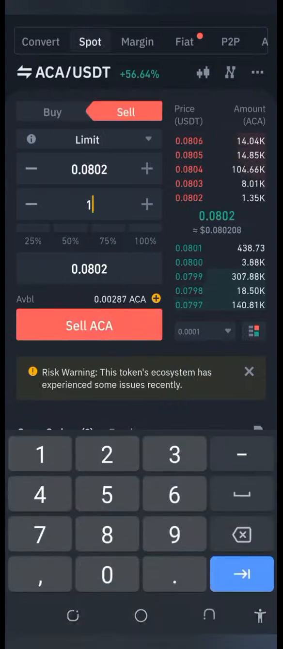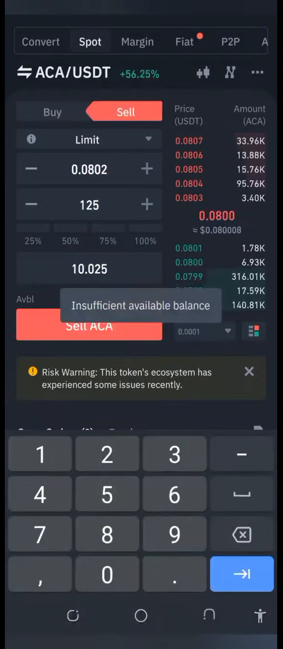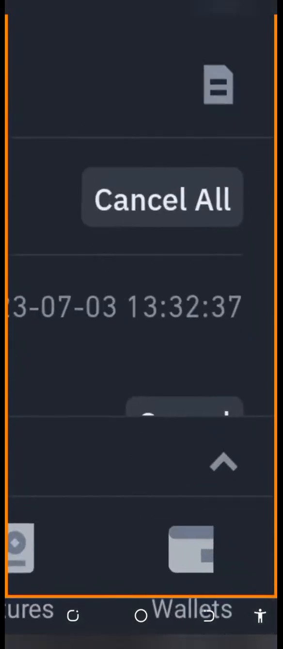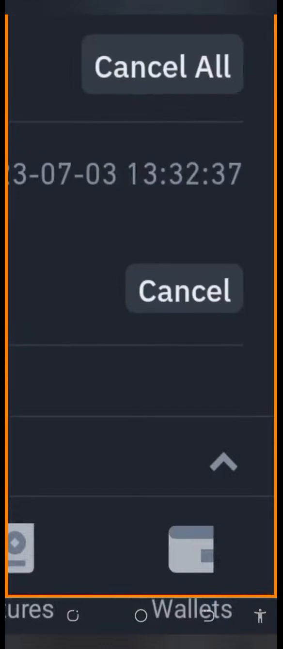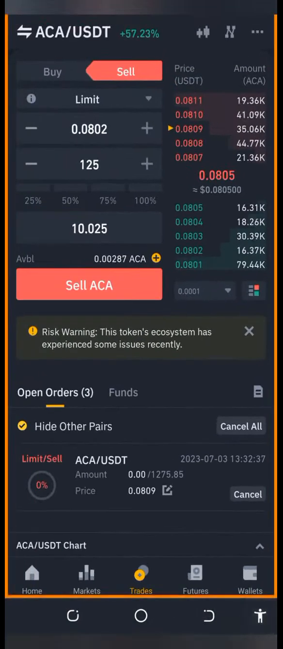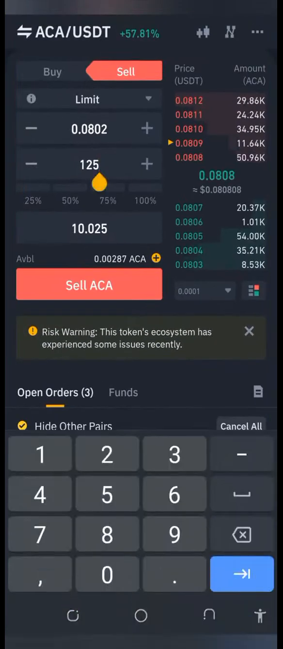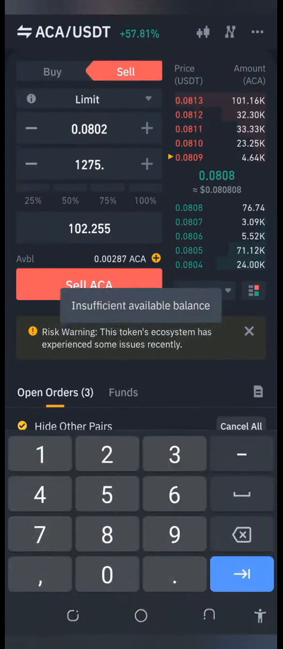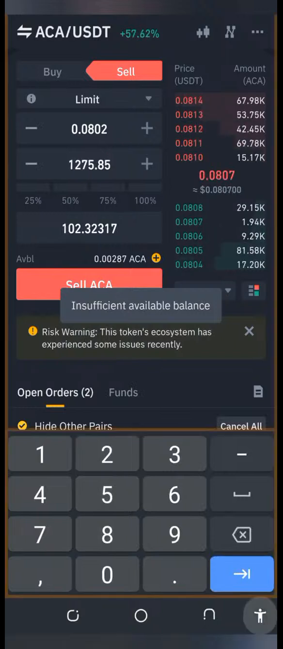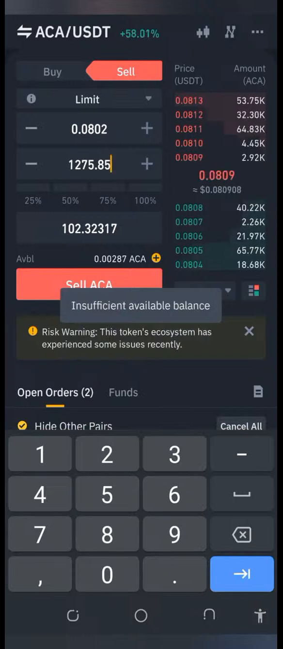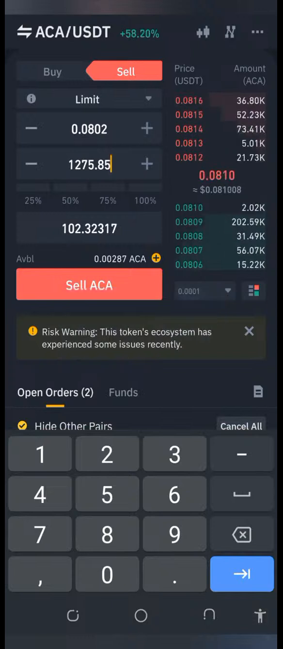Let's go check. Am I right? Let me check it again. I'm not sure. I think I'm excited, you know. Let's see. We're talking about 1275.85. We're currently in profit. I'm cashing out. I am cashing out. Oh my God. I think we've hit it.